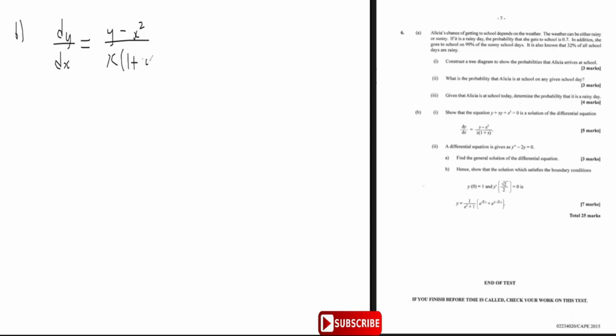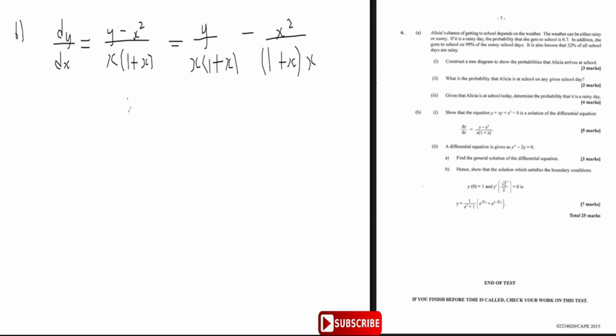Now, I don't like how this looks, so I'm going to separate it as two different fractions. I'm going to write it as y over x times 1 plus x minus x squared over x times 1 plus x. Now this looks very familiar to me. If this is dy by dx, I can put it in this form now.